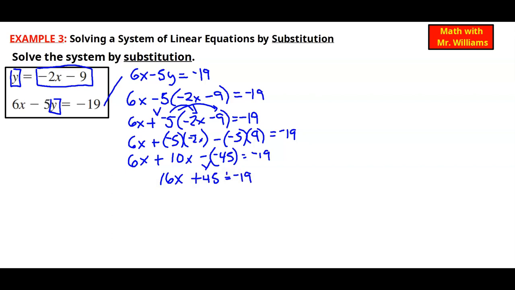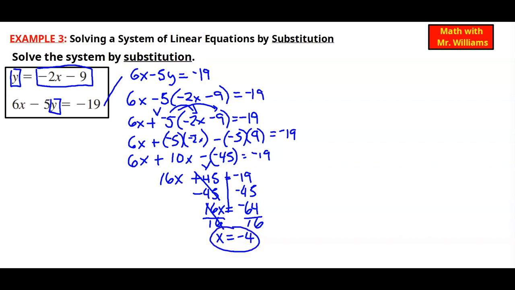That's a two-step equation now, so I'm going to draw my line of equality. I need to cancel out the like term here of 45. So we have minus 45 on both sides. 45's cancel on the left, leaving me 16x equals a negative 19 and negative 45 will get me a negative 64. Now I needed to cancel out that 16, so I'm going to divide by 16 on both sides. 16's cancel, leaving me x equals a negative 4.